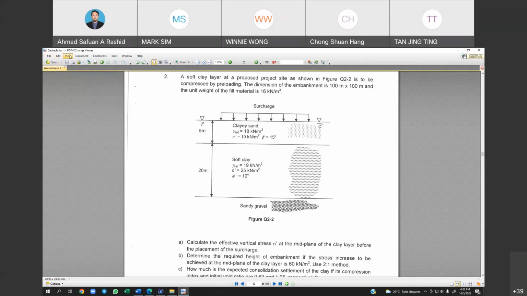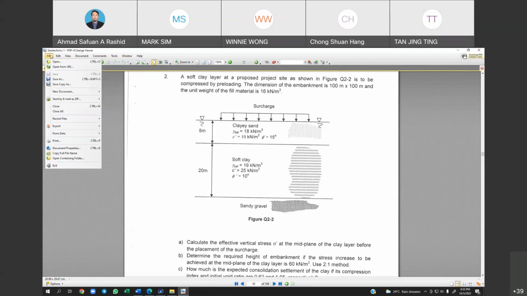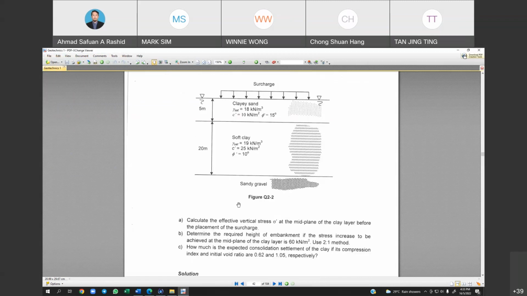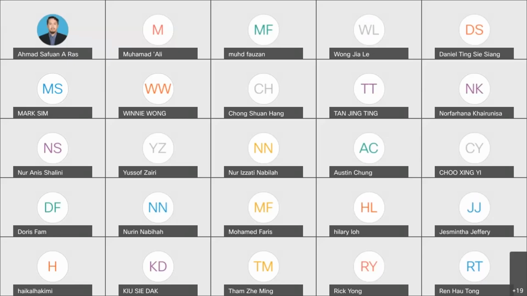I need to find how to write. Wait, I need to open it on a different slide, on a different PDF mode.